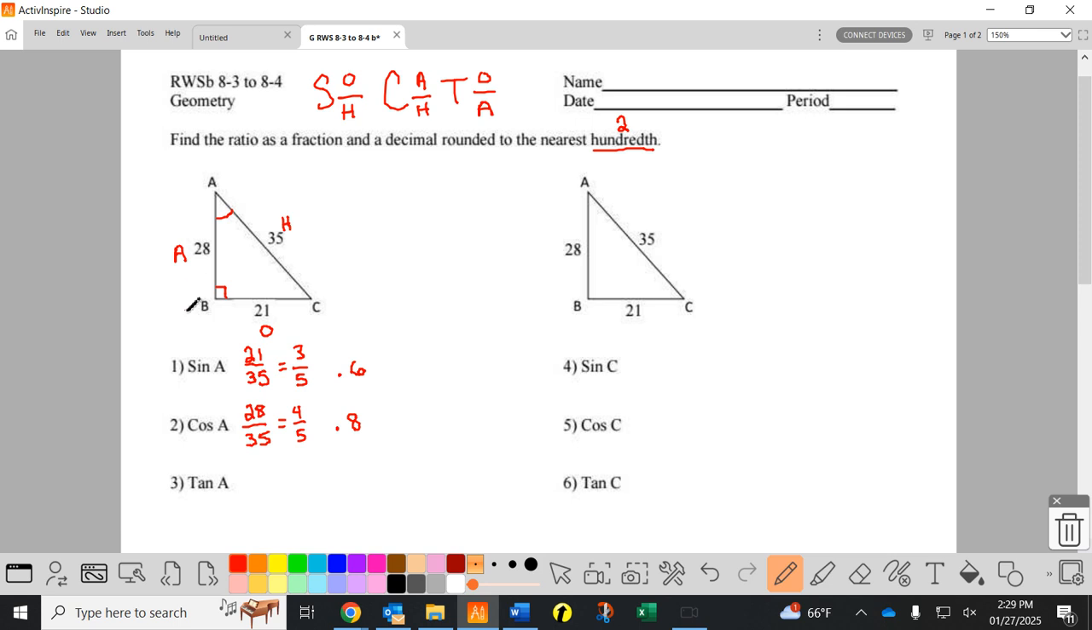Last one is going to be tangent. Tangent is going to be opposite over adjacent. So the opposite in this picture is going to be the 21 over the adjacent 28. So 21 over 28. 21 fraction button 28 equals is going to reduce down to 3 over 4. And 3 over 4 as a decimal is 3 divided by 4, which is going to equal 0.75. None of those needed to be rounded because none of them went past 2 decimal places, so those are just the straight answers.